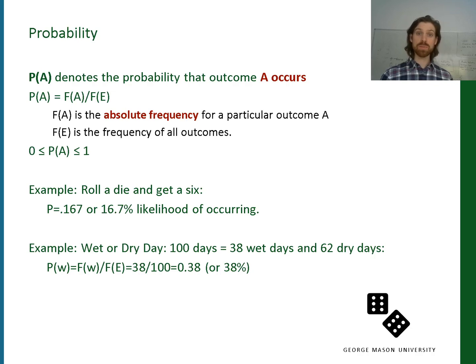Let's take a geographical example now. Let's think about precipitation and the number of wet or dry days that we might have. Let's say that we have 100 days: 38 wet days and 62 dry days. To calculate the probability of a wet day, P(W), we divide the number of wet days over the time period by the total number of days in the time period. That's 38 over 100, which gives you 0.38, which is a 38% probability of there being a wet day.